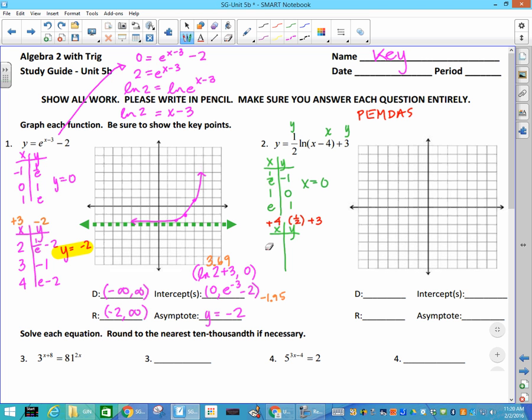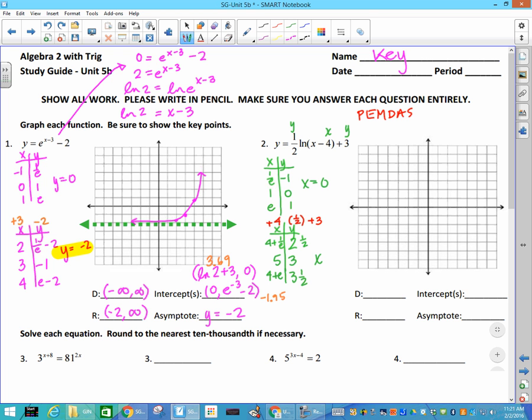So that means that my points, if I add 4 to each of these, that's 4 plus 1 over e, and 4 plus 1, and then 4 plus e. What am I doing to each of these? -1 times 1/2 is -1/2, plus 3 is 2.5. 1/2 times 0 is 0, and 0 plus 3 is 3. And then 1 times 1/2 is 1/2, plus 3 is 3.5.